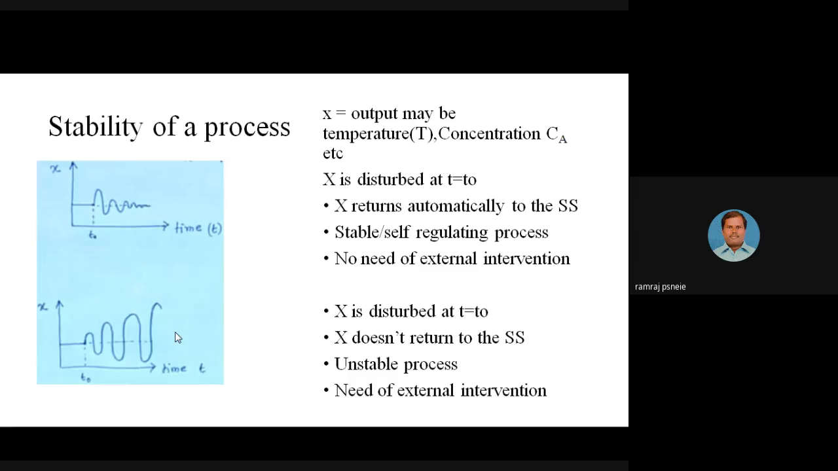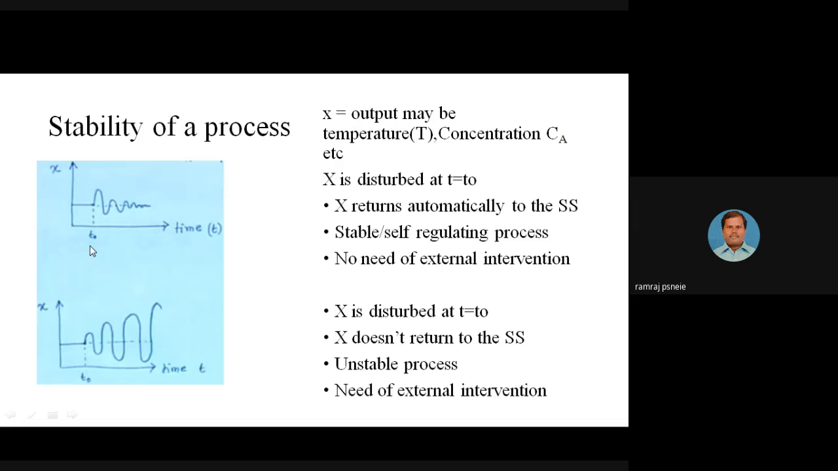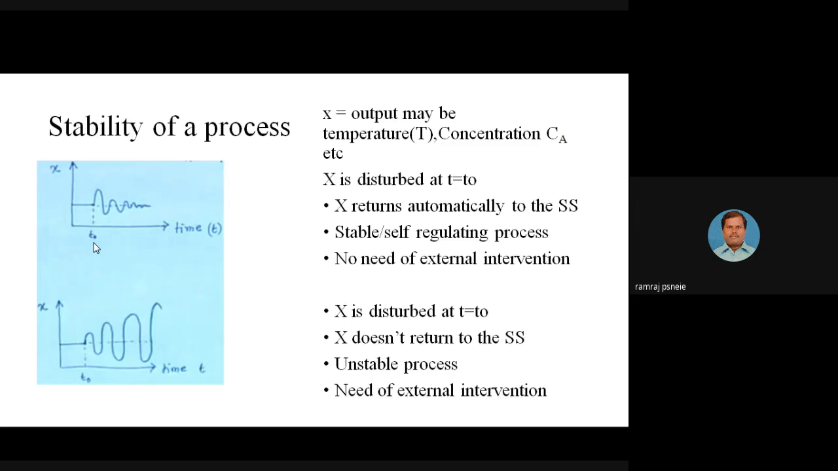Next one is stability of a process. Here in the x-axis we are taking time, and in the y-axis we are taking the output. That output may be temperature T or concentration. Initially, the output value will be at a steady state. Then at time t equal to t naught, we are introducing a disturbance. X is disturbed at t equal to t naught. That time X returns automatically to the steady state after a few oscillations.